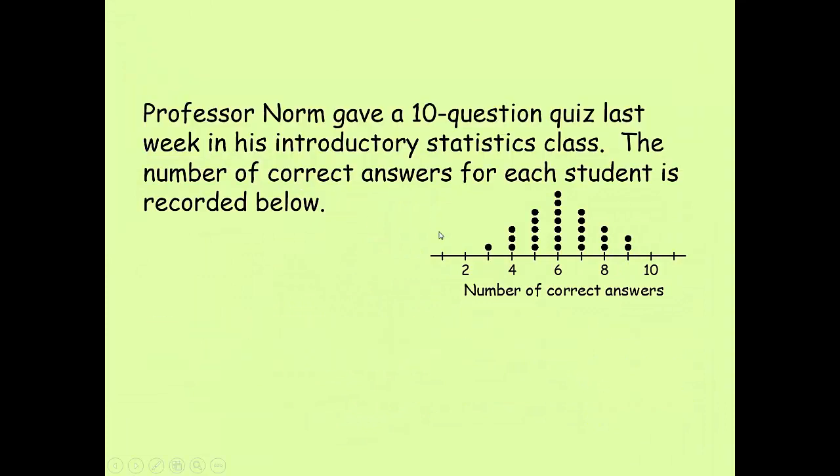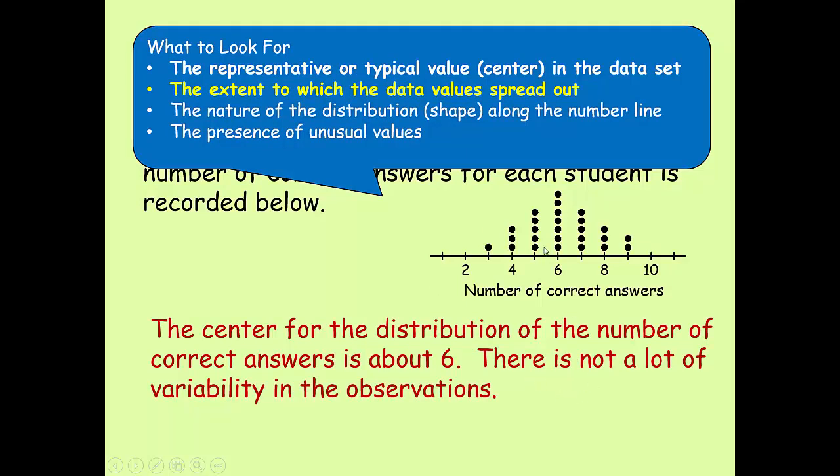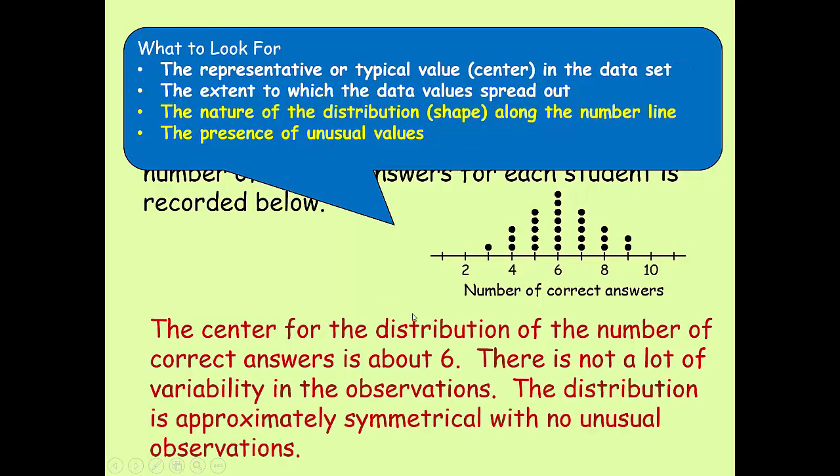So let's look at this again, the number of correct answers recorded. What we're looking for here is a typical value. And our typical value is the center, because that's what's happening the most. It's pretty easy to see with this dot plot because it's going to be the highest value. And again, we can see that's about 6. There's not a lot of variability. They're all pretty much together here. The center for the distribution is about 6 with very little variability, and it's pretty symmetrical.